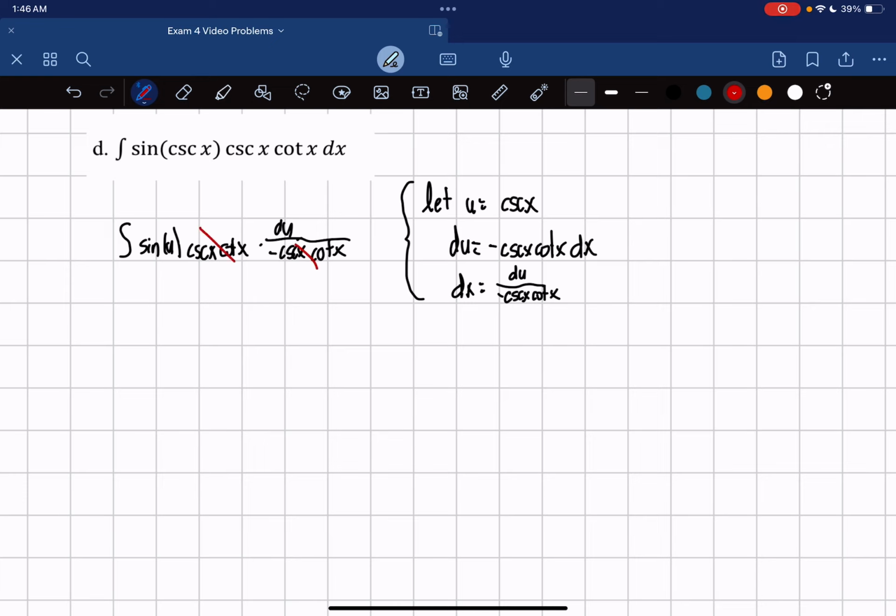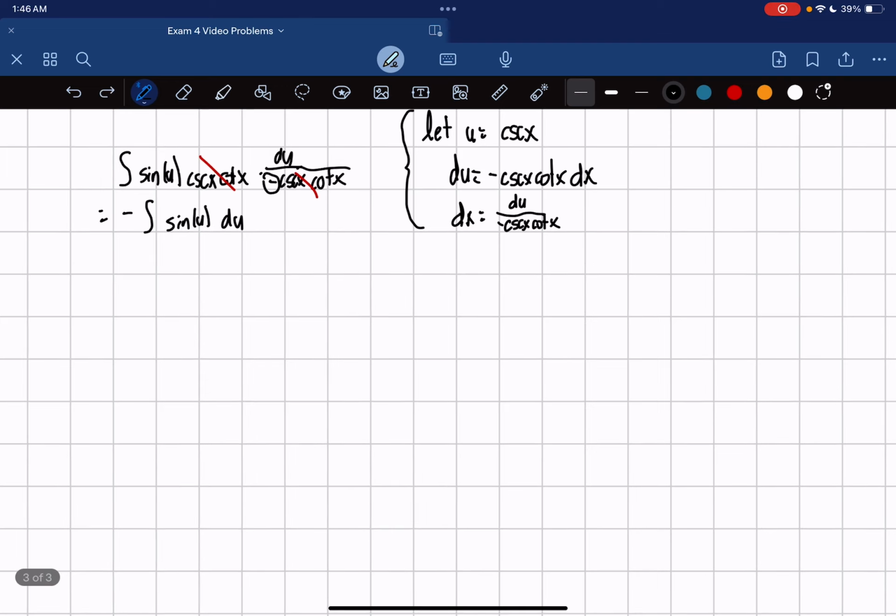These two can then be cancelled out. With that in mind, we are left with this negative sign, which can be carried out in front of the integral, leaving us with negative integral sine u du. Then we can integrate the sine u. From what we remember, the integral of sine is negative cosine, giving us negative of negative cosine u plus c.